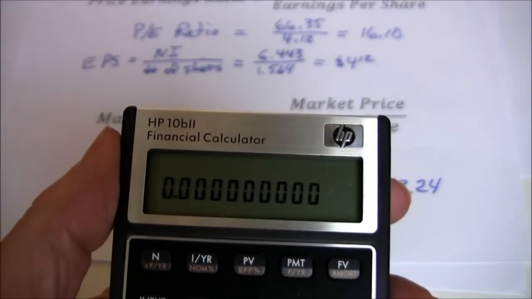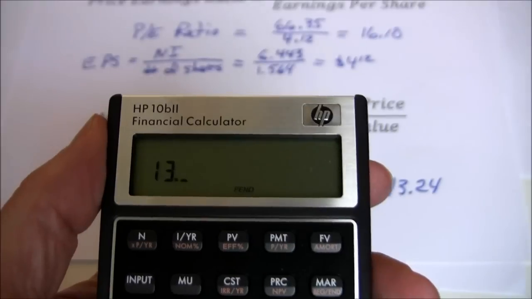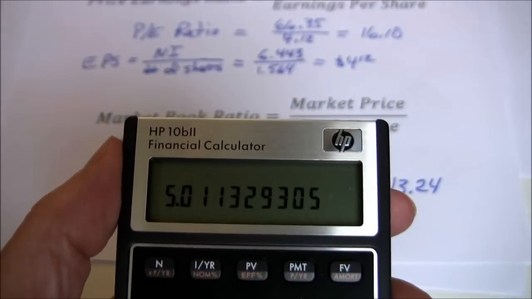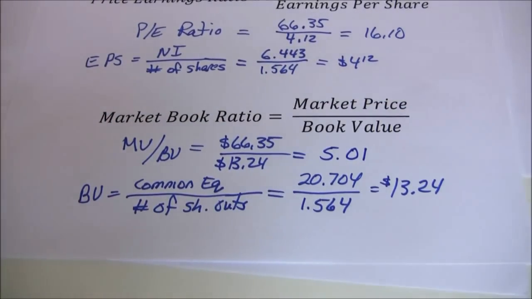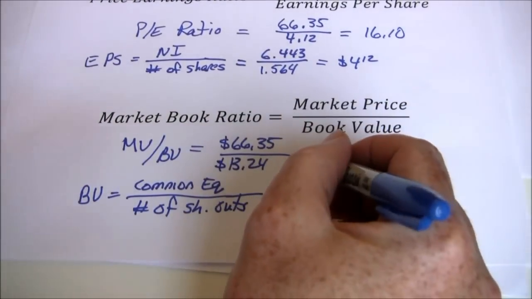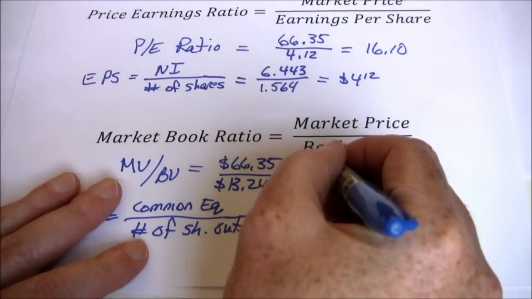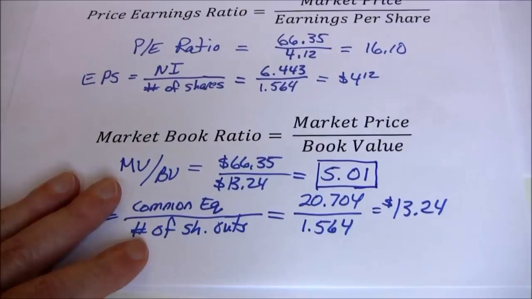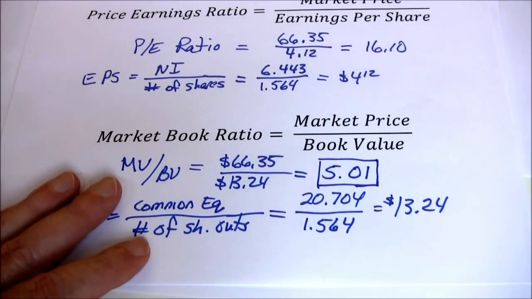So let's go ahead and calculate that. 66.35 divided by 13.24 gives us a market value to book value ratio of 5.01. Again, does that mean the stock is cheap? Does that mean the stock is expensive? It's hard to tell. That market value to book value ratio, all else equal, the higher it is, the more expensive the stock is. The cheaper it is, the more of a value the stock is.